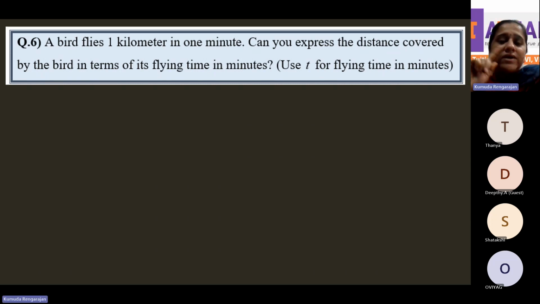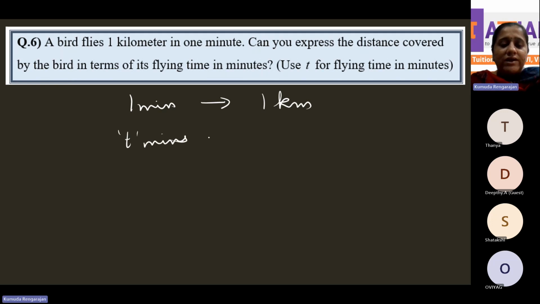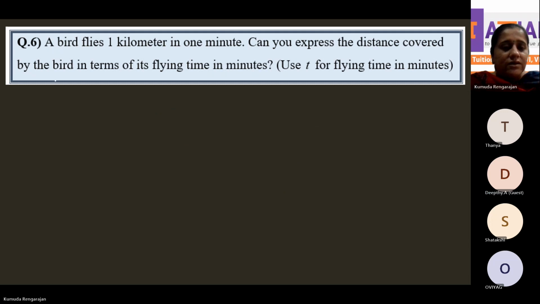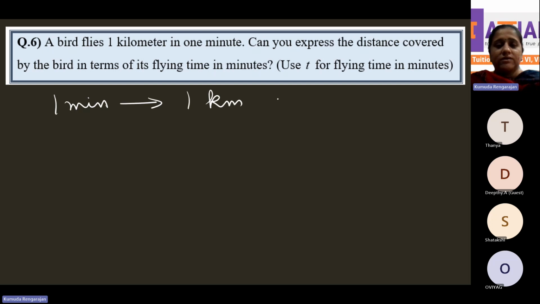In 1 minute, 1 kilometer. In T minutes, in 1 minute, the bird flies 1 kilometer. Then in T minutes, it will fly 1 into T, that is 1T, or simply T kilometers. See, I write it again. In 1 minute, the bird can fly 1 kilometer. So in 3 minutes, the bird can fly 3 kilometers, correct?